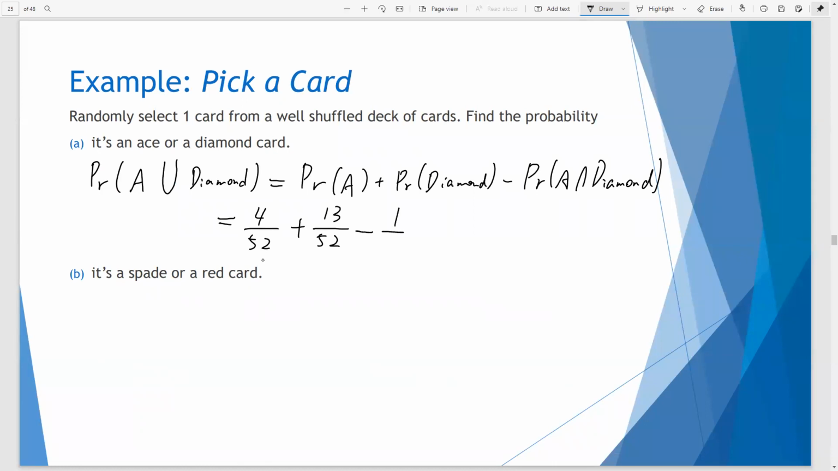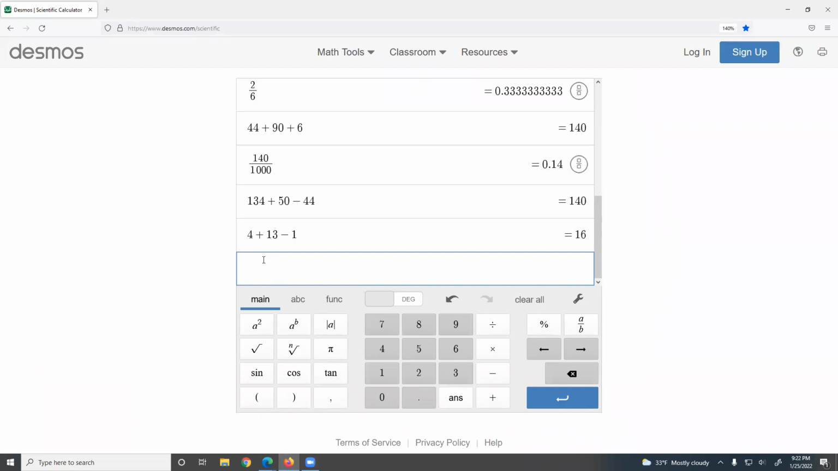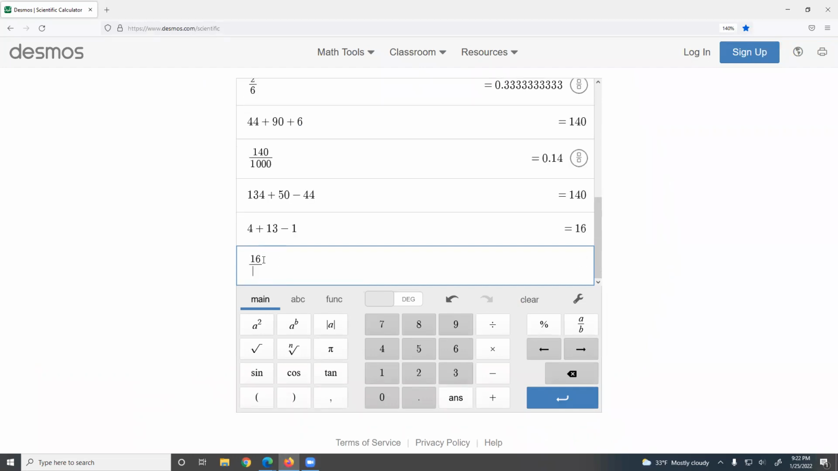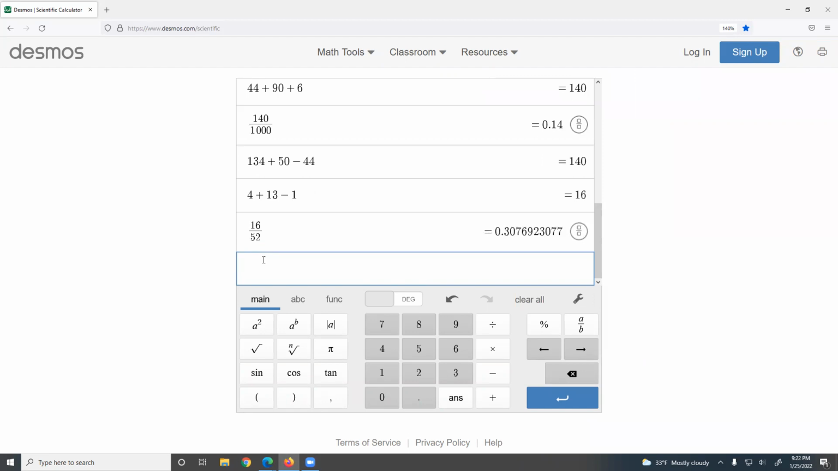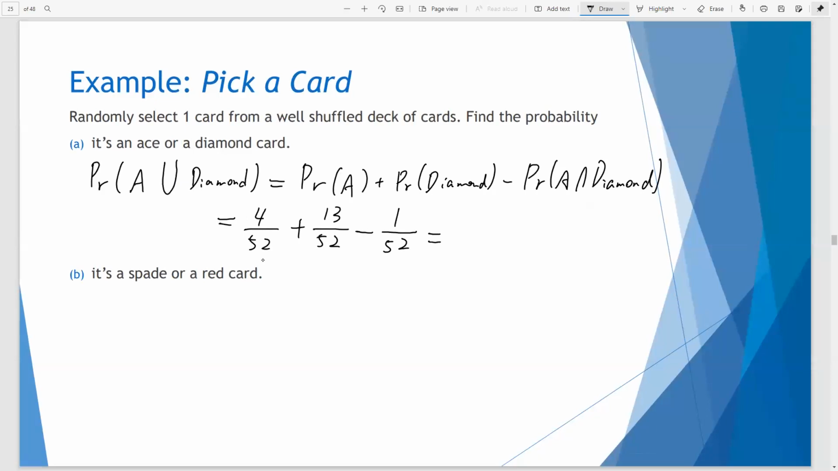Right, so take away 1 for the overlapping. So we get 4 plus 13, that's 17, minus 1. So 16 out of 52 is what? 0.3077. If you leave the answer like 16 over 52, that's also fine. If you keep it as a decimal, that's better for me to grade your work.